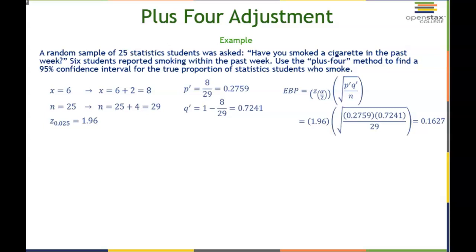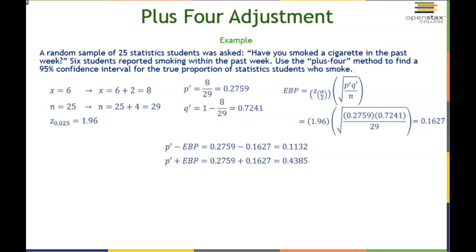Next step, calculate the confidence intervals. Take your P prime minus the error, P prime plus the error. When you do this, you get 0.2759 minus the 0.1627, getting 0.1132. And adding those two together, you get 0.4385.